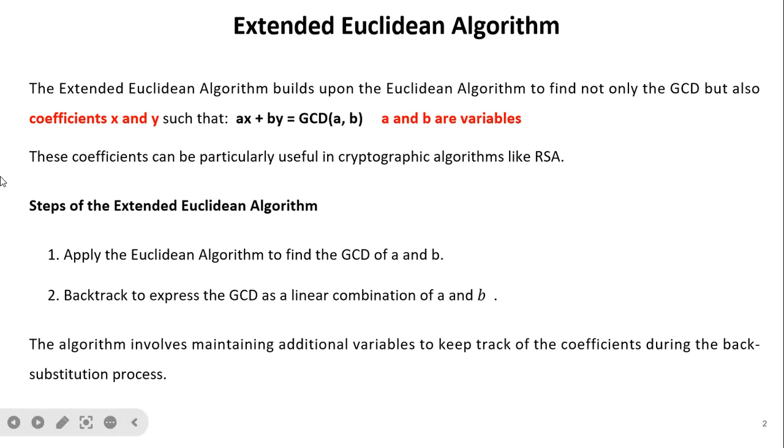Steps for the extended Euclidean algorithm. Apply the Euclidean algorithm to find the GCD of a and b. Backtrack to express the GCD as a linear combination of a and b. This algorithm involves maintaining additional variables to keep track of the coefficients during the back substitution process.